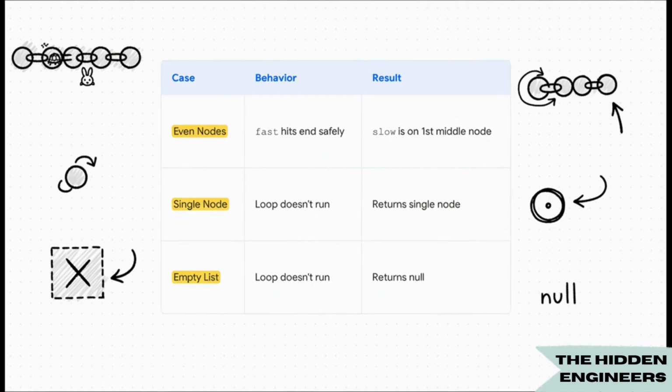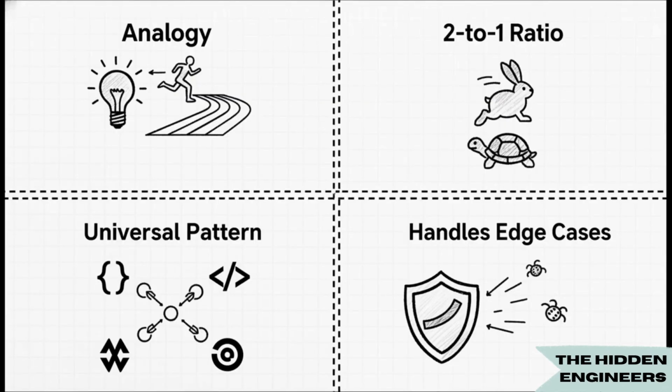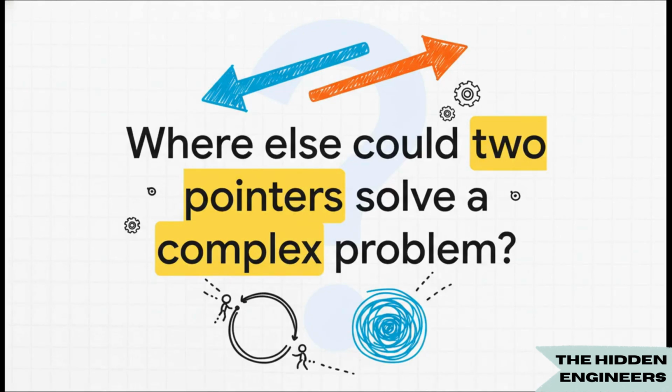It's just incredibly efficient. So what are the big takeaways here? Well, first, that a really simple analogy, like a race, can make a complex problem feel totally intuitive. Second, the entire technique just hinges on that simple 2-to-1 speed ratio. That's the secret sauce. Third, this is a universal pattern. You can pick this up and apply it in any programming language you want. And finally, the most elegant solutions are often the ones that handle all those tricky edge cases without needing any extra complicated code. And that kind of leaves us with a final thought.